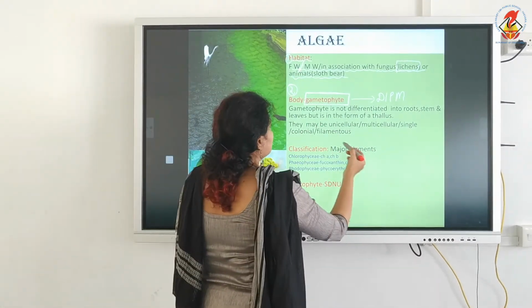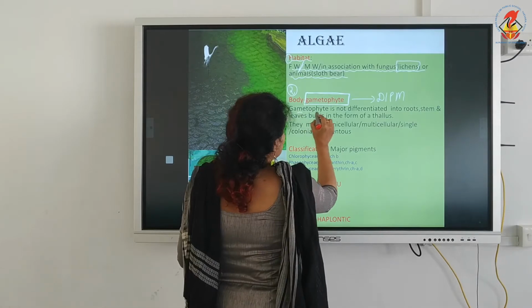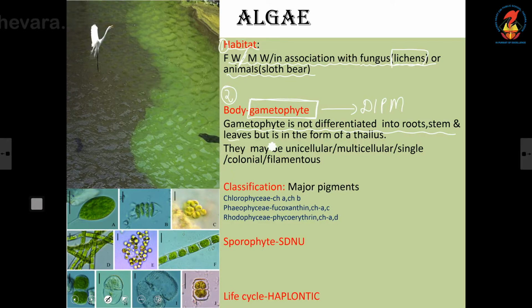And I am going to describe the body. The gametophyte is not differentiated into root, stem and leaves, but is in the form of a thallus. Thallus means a flat dorso-ventrally flattened structure, and this is microscopic also. And they may be unicellular or multicellular, they may be single or in a colony, and they can be filamentous.